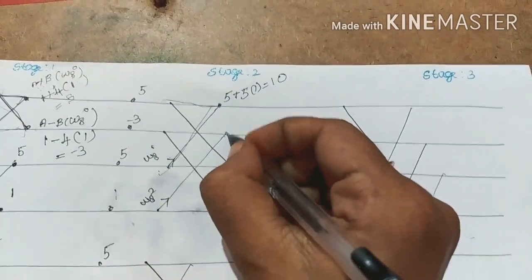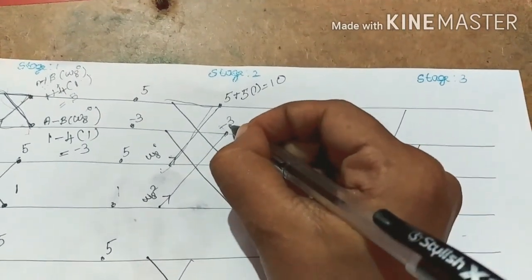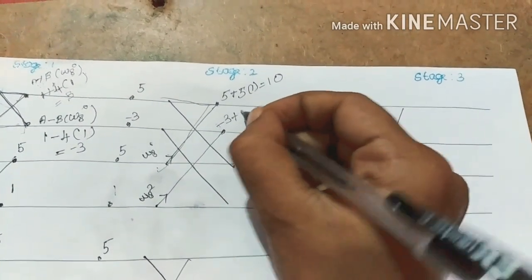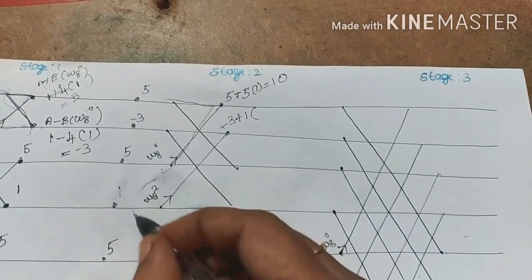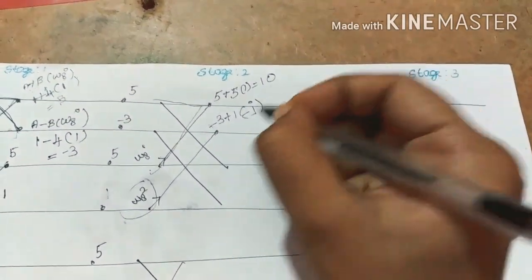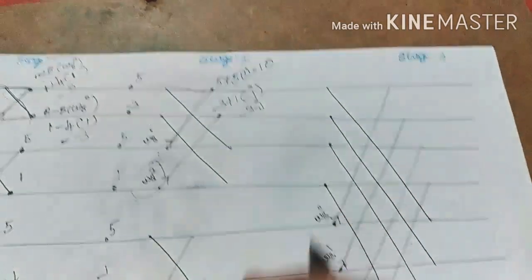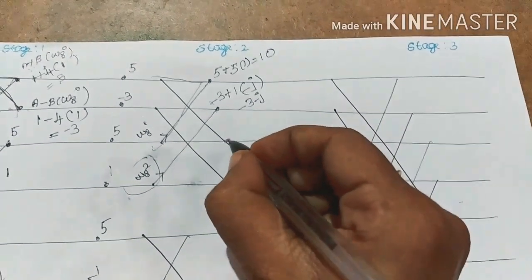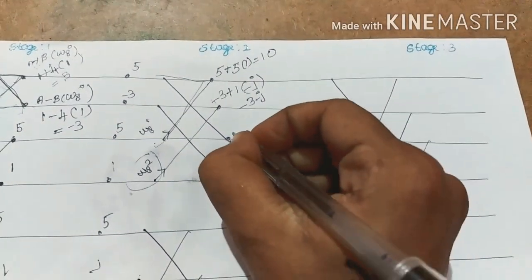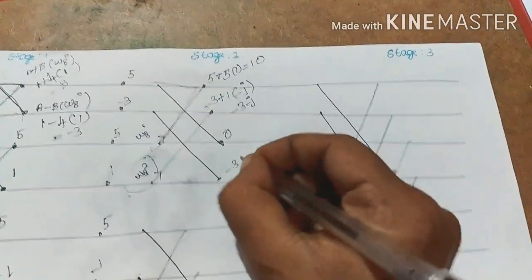For the second point, A value is minus 3, B value is 1, twiddle factor W8 power 0. What is the value of W8 power 2? Minus J. So our final answer is minus 3 minus J. Similarly calculate all these values. For downwards use A minus B into twiddle factor value. So we get 0, minus 3 plus J.